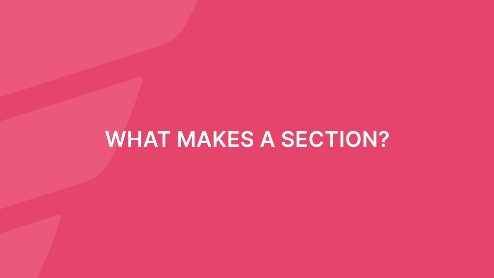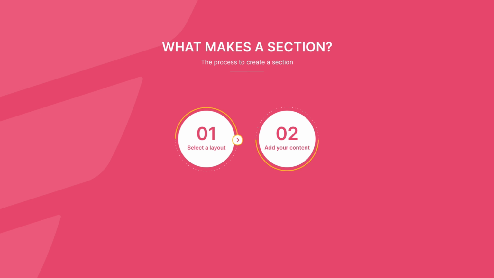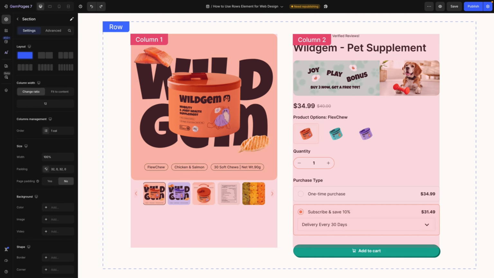The process of creating a section is very simple. Step 1, choose a layout. Step 2, add content. A section is built from a combination of rows and columns, with content arranged side by side within each row. How you divide a row or how many columns you use depends on how you want to present information to your customers.